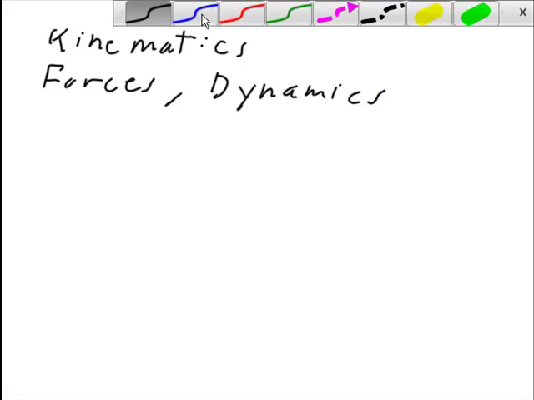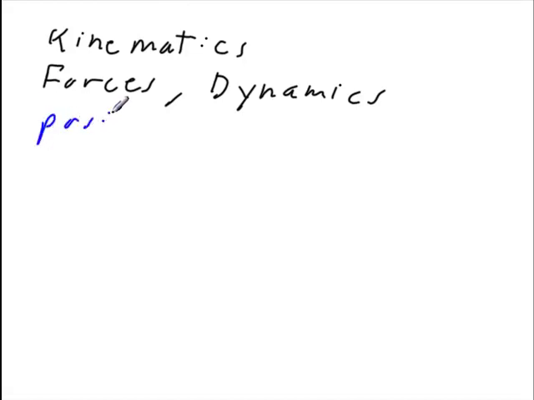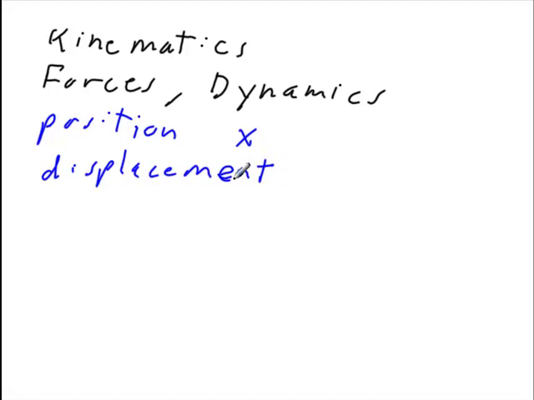We remember that we described an object's position with a position vector from an origin, and then we would talk about its displacement, which was the change in position, delta x for change. I'm leaving off the vectors right now because we've dealt so far only in one dimension.